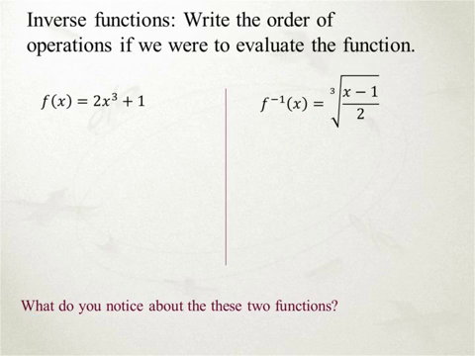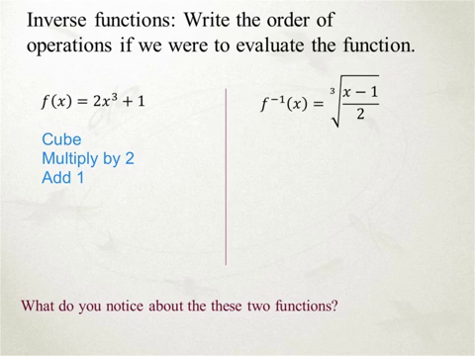Let's compare a second example. On the left we have the function, and on the right we have the inverse function. Again, that little -1 superscript indicates to the reader that that is the inverse function of f. So perform the same task. I want you to list out the order of operations for that first function, and then list out the order of operations for that second function.